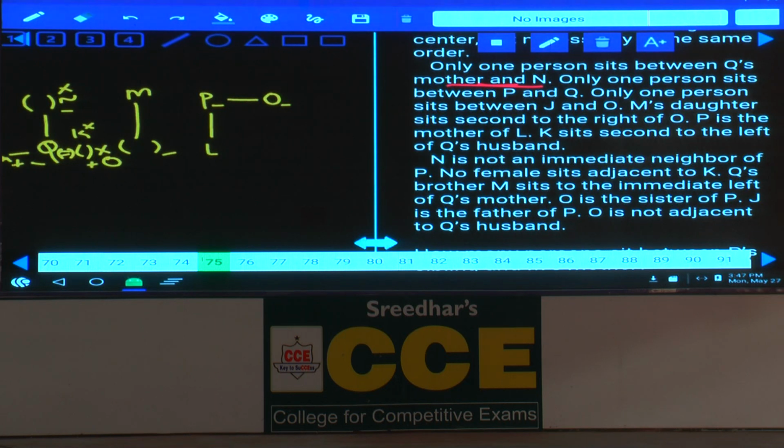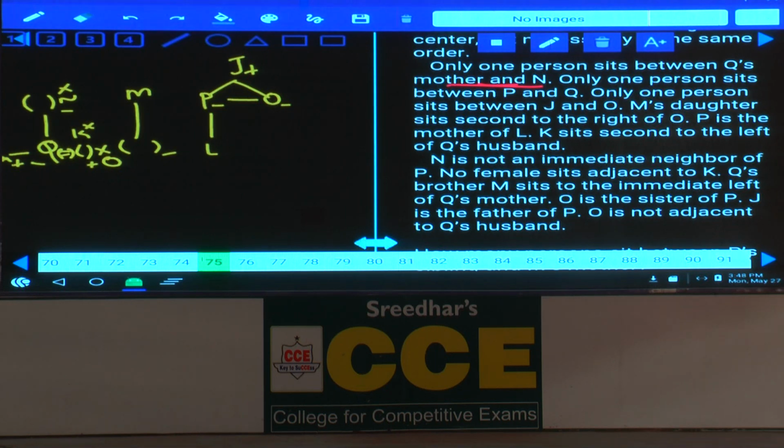J is the father of P. And J is the father of these two persons, P and O, isn't it? Next one. What is the next information here? O is not adjacent to Q's husband. As O is not adjacent to Q's husband, now J, P and O were there. Now M is the brother of whom? M is the brother of Q, isn't it? And tell me where should this Q be?